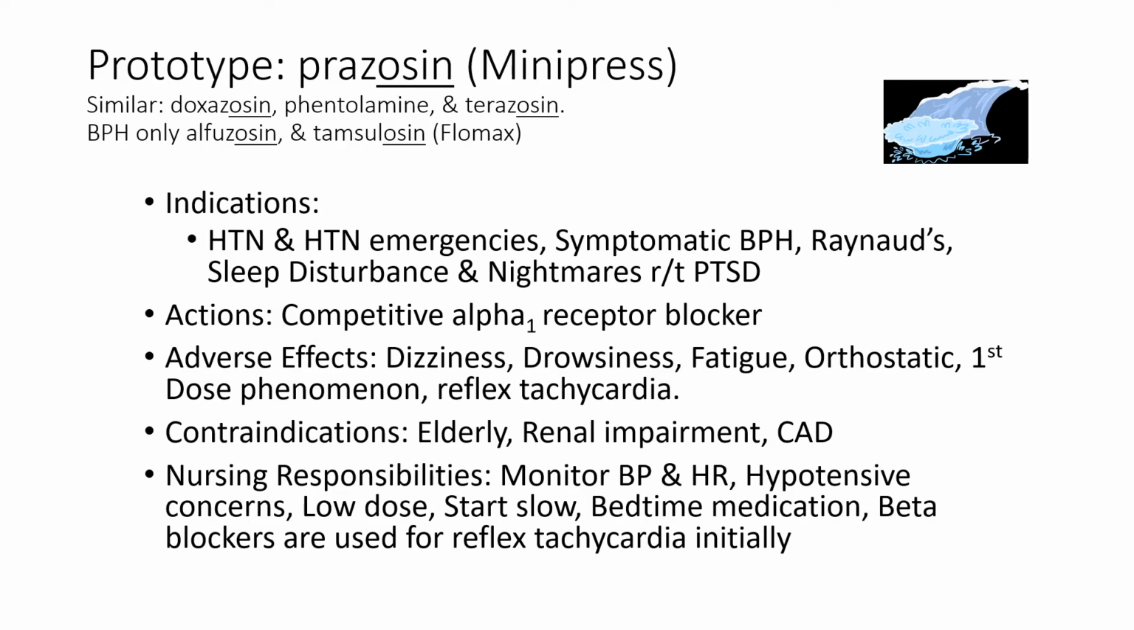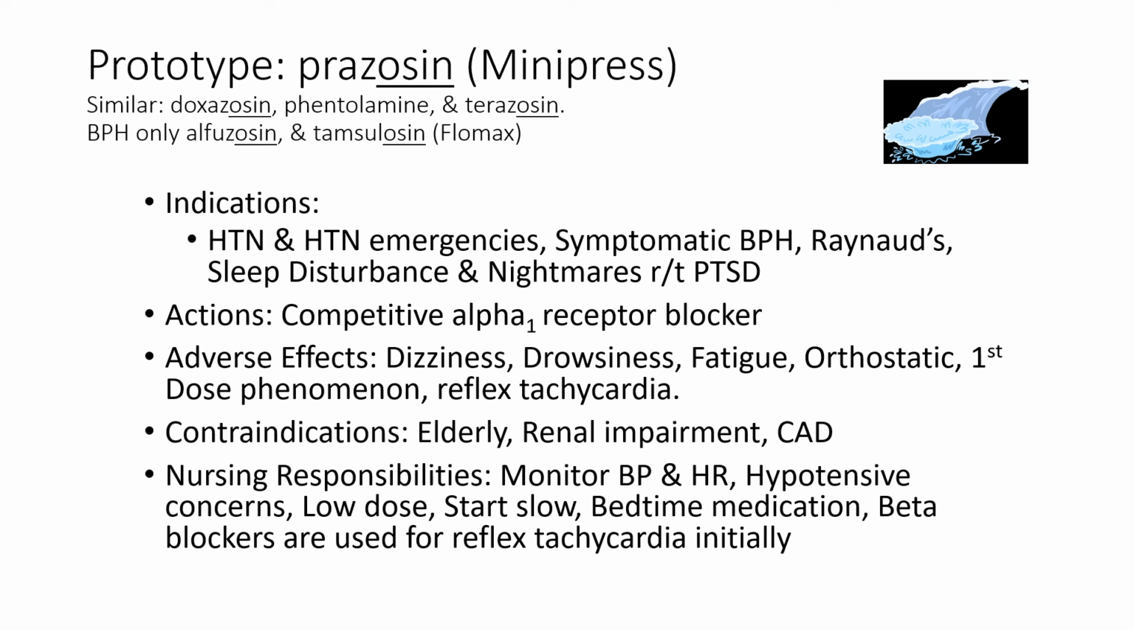Okay, so let's look at prazosin. Remember the ending, right? So prazosin is an alpha-1 blocker. Okay, so it's like doxazosin. Phentolamine, I would just ignore there. We don't use it very often, except for in that one circumstance I told you where you have leakage of norepinephrine or epinephrine into the tissues.